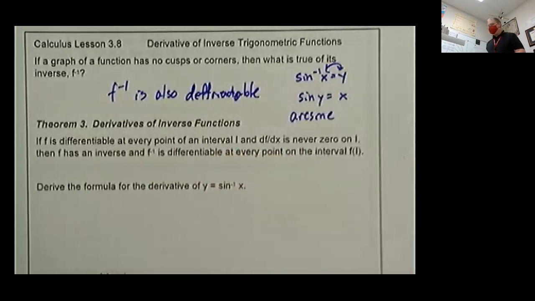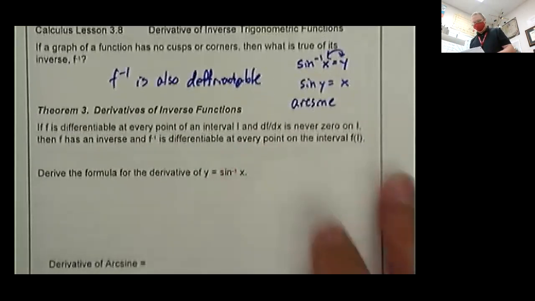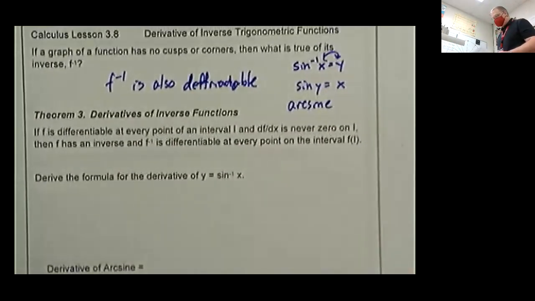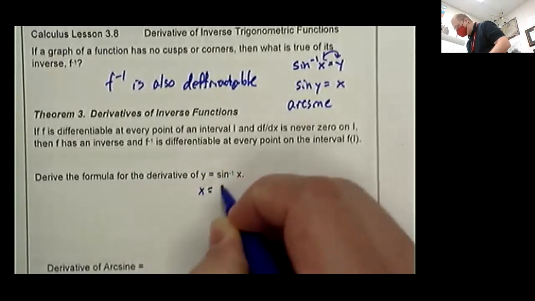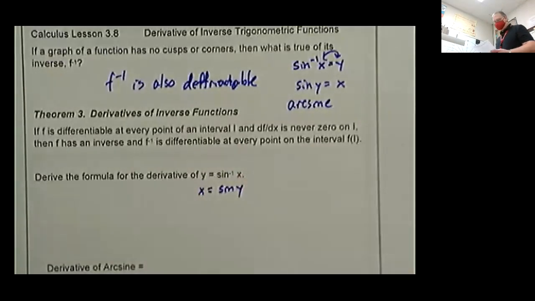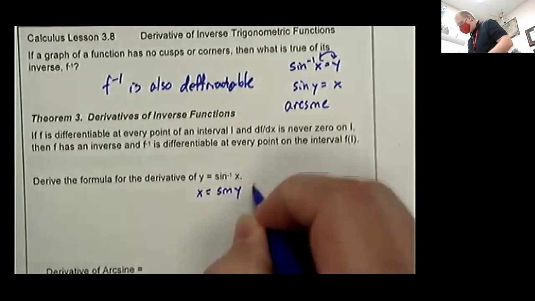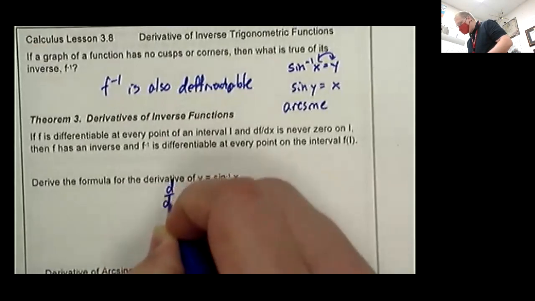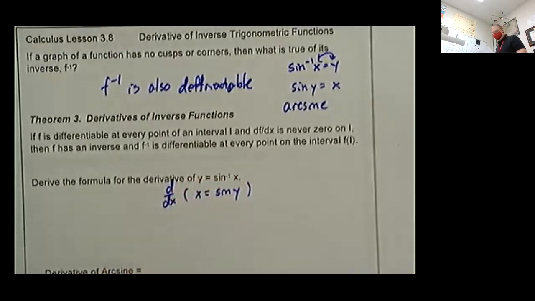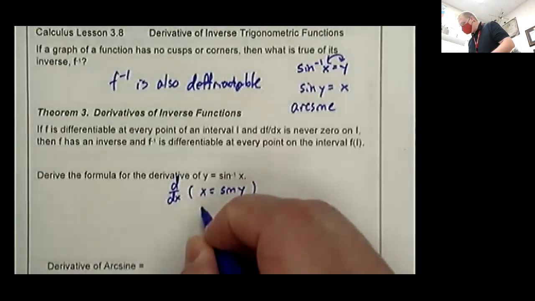Again, this is the derivative of the inverse for arc sine. First we're going to use our trick. We're not going to take the derivative of sine inverse, we're going to take the derivative of the inverse. So we flip-flop these to say x is equal to the sine of y. Now we take the derivative of both sides. We're going to do implicit differentiation on both sides. We know the derivative of x is easy, that's got to be 1.